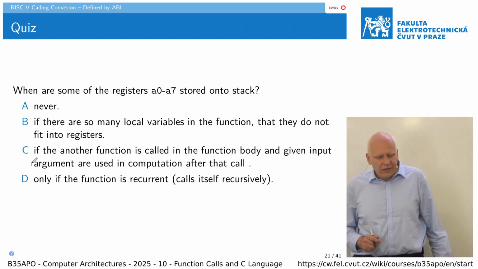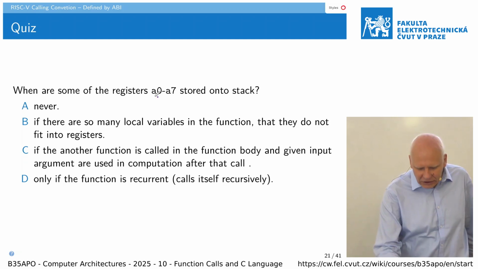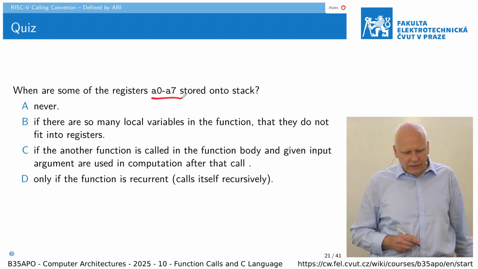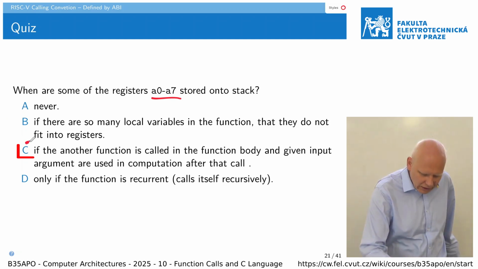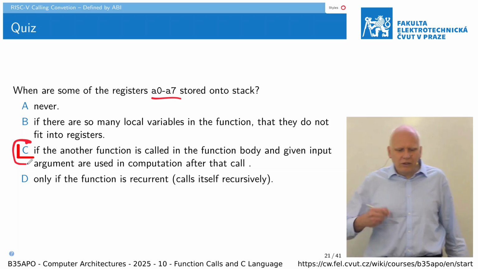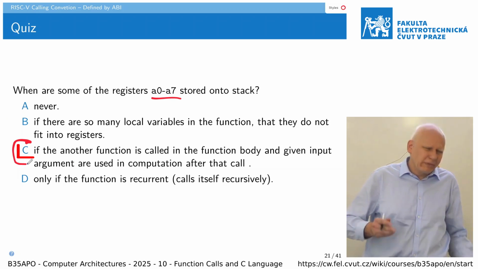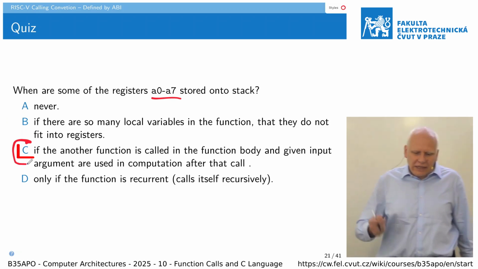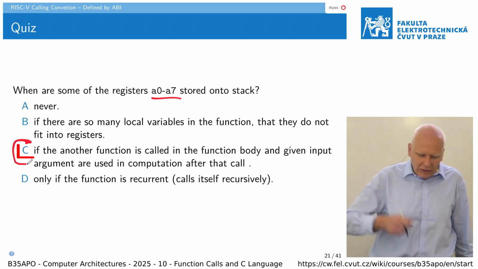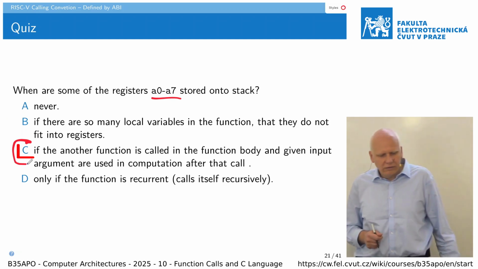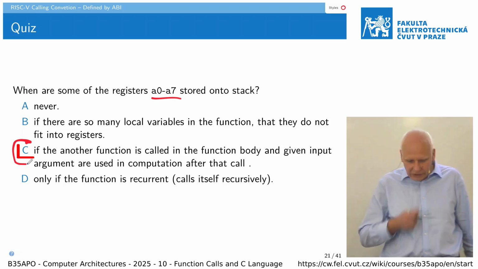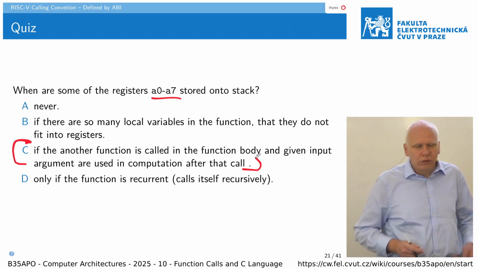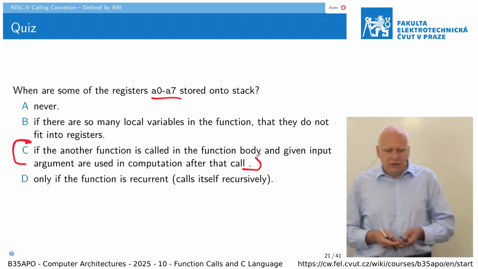Okay. And what about the A registers, the arguments, when will they be stored onto the stack? Yes, again the C. Because if we want to use some argument, or maybe even use it for some local variable, then if we call another function, it could rewrite the value in those registers, and if we need it after the call to the subroutine, then we need to preserve them over the call of that subroutine.